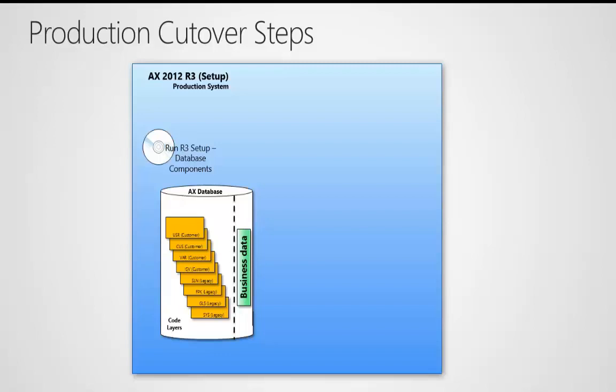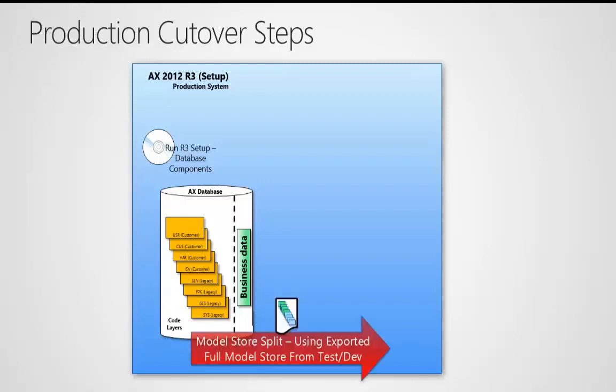So as you can see here, we have our current production system. All the users would have been removed off the system. And then we run the R3 CD or download again in order to split the database. When we run the setup for the production system, we actually use a full export of the development or test system for the upgrade itself to create the new model store. This is because you may have had to make some additional customizations or fixes as part of your testing process.